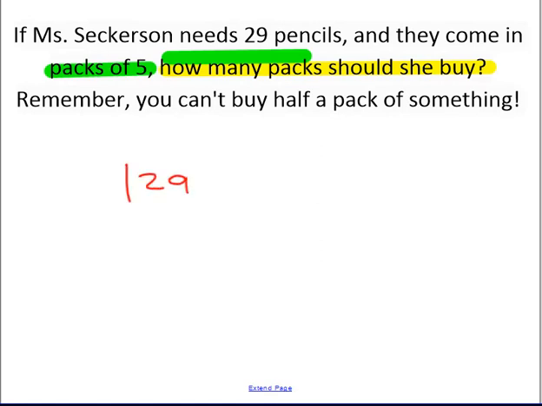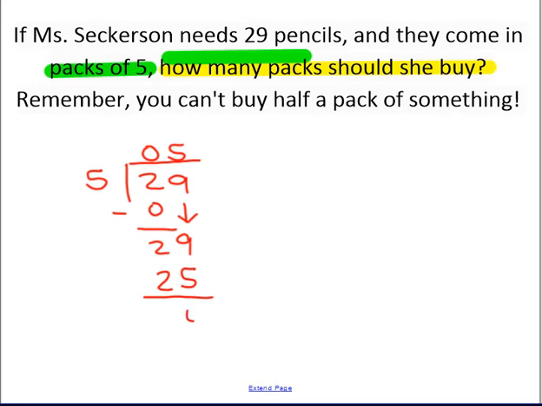29 divided by 5. 5 goes into 2 0 times. 0 times 5 is 0. Subtract. Bring down the 9. 5 goes into 29 5 times. 5 times 5 is 25. Subtract, you get 4. Add a decimal, pop it to the roof, add a 0, bring it down. 5 goes into 40 8 times. 8 times 5 is 40. Subtract, and you end up with 0.